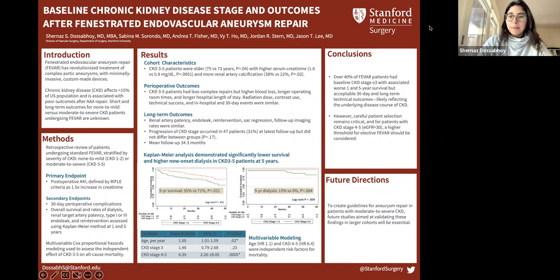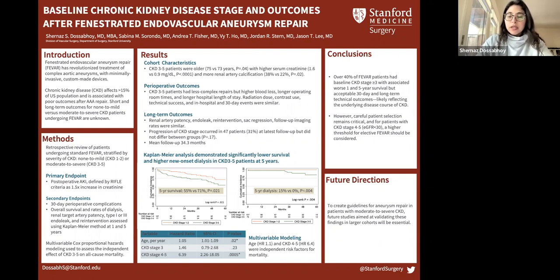6.4 respectively. In conclusion, over 40% of FEVAR patients had baseline CKD stage greater than or equal to 3 with associated worse 1 and 5-year survival, but acceptable 30-day and long-term technical outcomes, likely reflecting the underlying disease course of CKD. However, careful patient selection remains critical, and for patients with CKD stage 4 to 5, which is an eGFR less than 30, a higher threshold for elective fenestrated endovascular aneurysm repair should be considered.